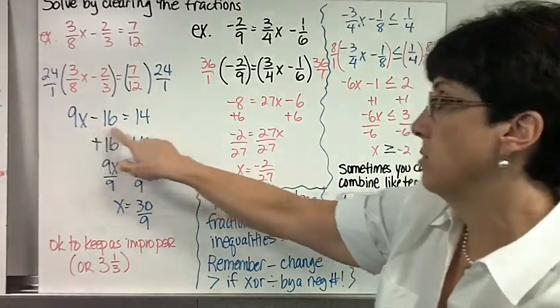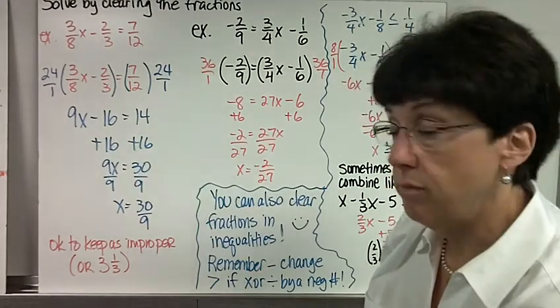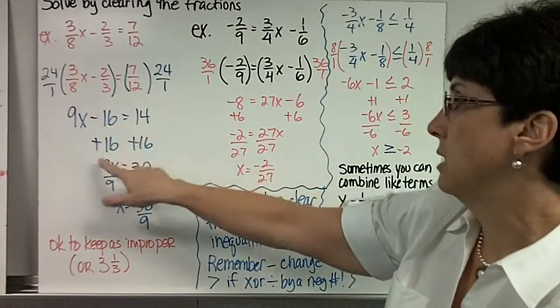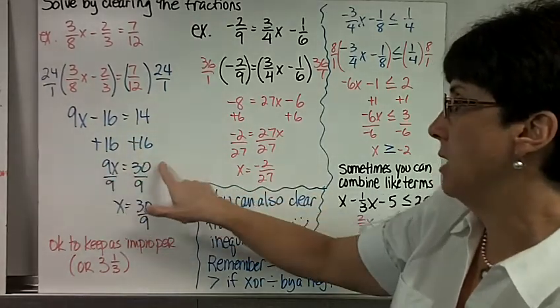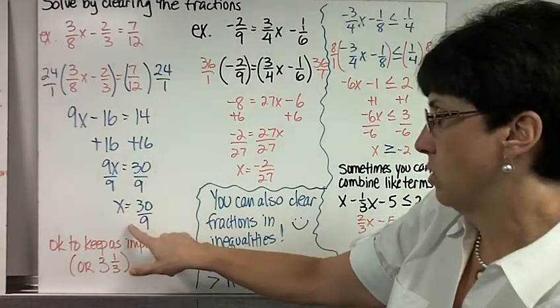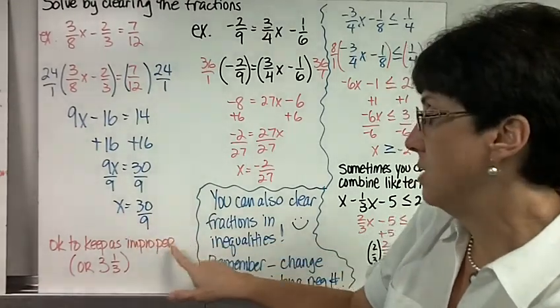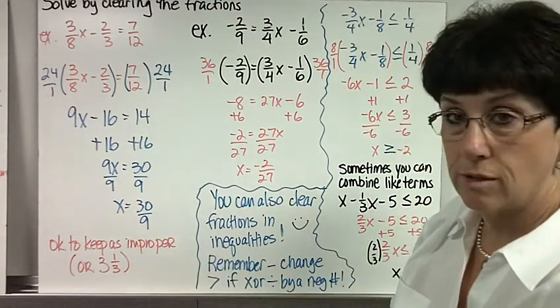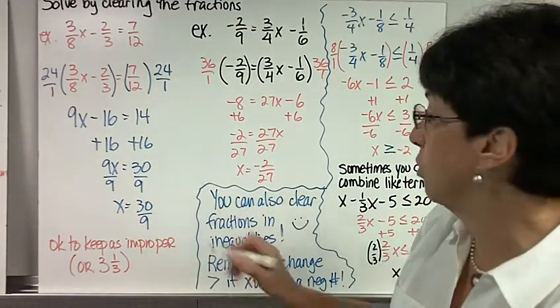So here's my new problem, which would be the numerator if I got common denominators. 9x minus 16 equals 14. Plus 16 plus 16, 9x equals 30. Divide by 9, x equals 30/9. And it's okay to keep it improper as long as it's reduced. But is this reduced? No, because 3 goes into both of them, right?